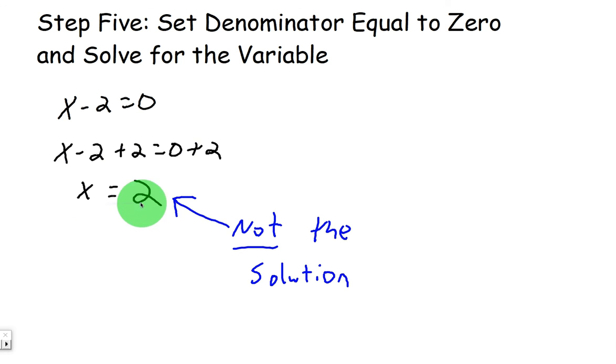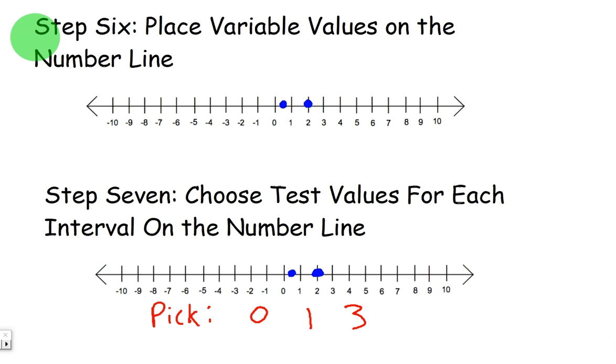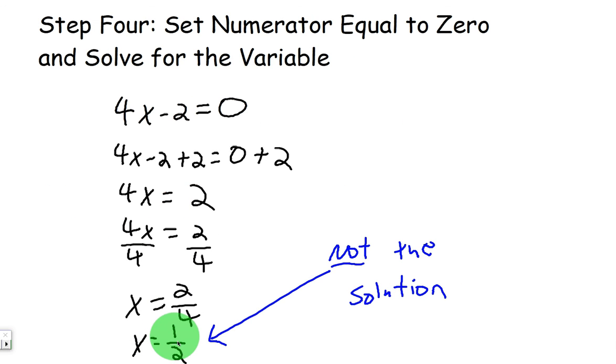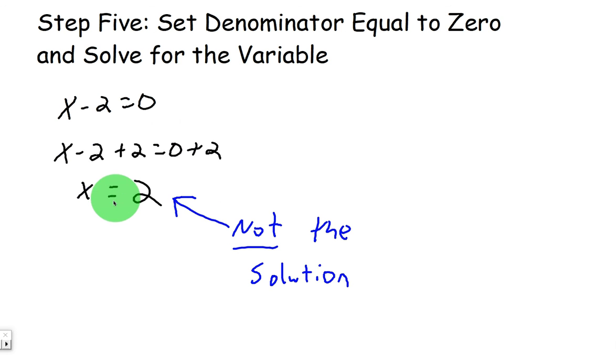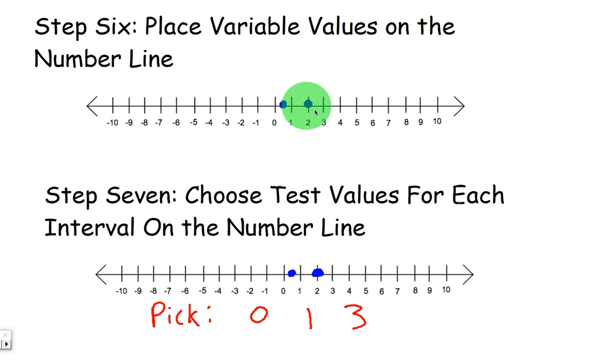Add 2 to both sides, we get x is equal to 2. That's another test value. Step 6, place the variable values on the number line. So what did we figure out? First test value was x equals 1/2. Next one was x equals 2. We're going to put x equals 1/2 and x equals 2 on the number line. Notice how they are solid points.